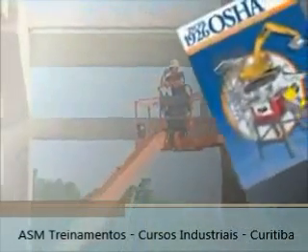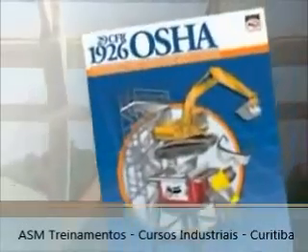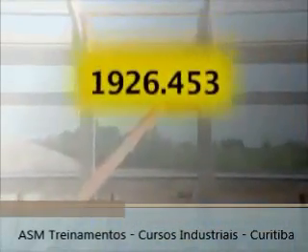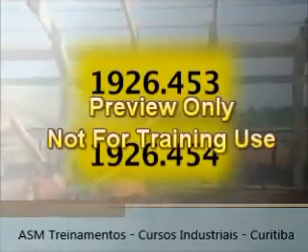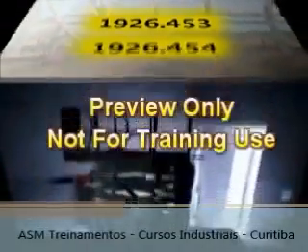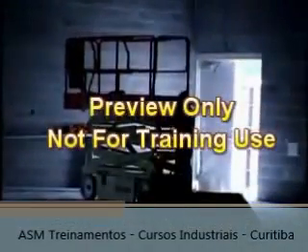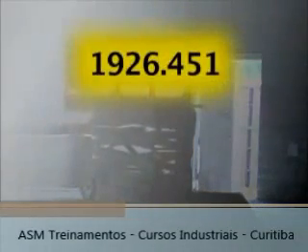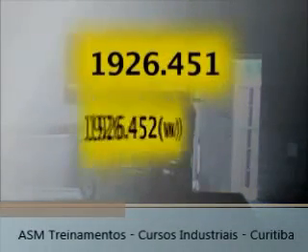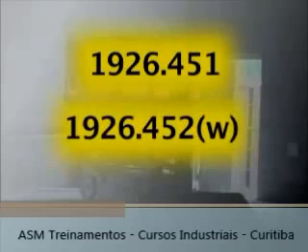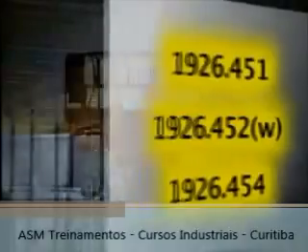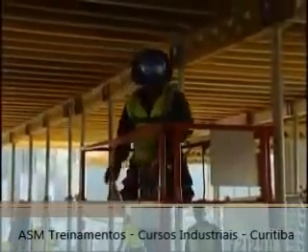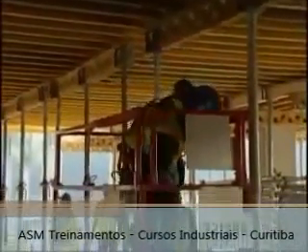OSHA covers the use of aerial lifts in CFR 1926.453 and 1926.454, which is part of the vehicle standard. OSHA classifies scissor lifts as mobile scaffolds and covers them under CFR 1926.451, 1926.452(w), and 1926.454. The use of appropriate fall protection is required when using both lift devices.